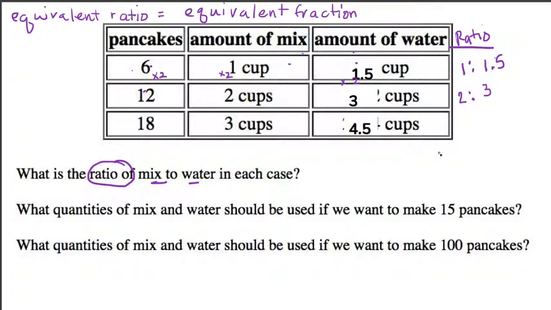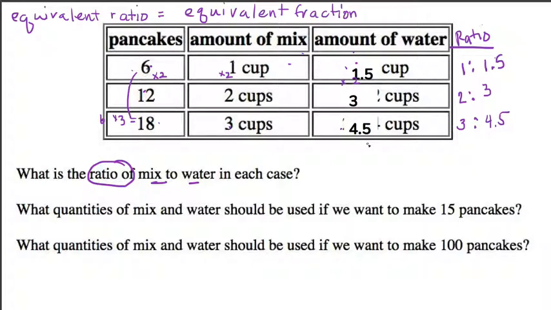Okay? Now, from 6, how did we get to 18? So 6 times 3 equals 18. So what's happening now? 1 times 3, 3 cups. 1.5 times 3, 4.5 cups. Okay? So 3 is equal to 4.5. So what is the increasing factor for that one? Is 3. So we multiply everything by 3.